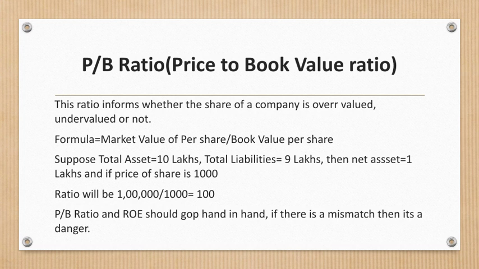PB ratio and ROE should go hand in hand. If there is a mismatch between them, then it's a danger sign. If one is increasing, the other should increase. If it's decreasing, it should decrease. So the higher the PB ratio, the better it is. When ROE and PB ratio go hand in hand together, it's considered to be the best option.